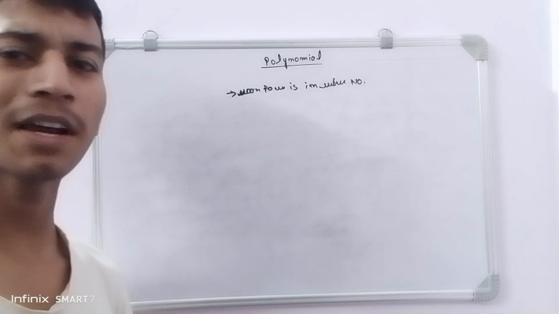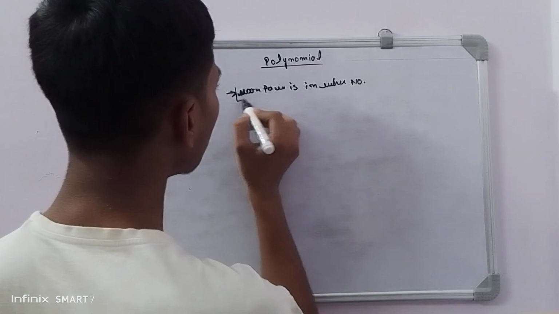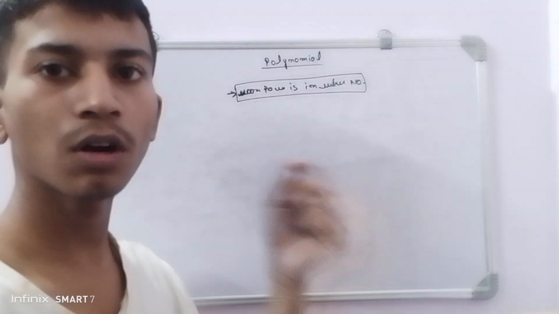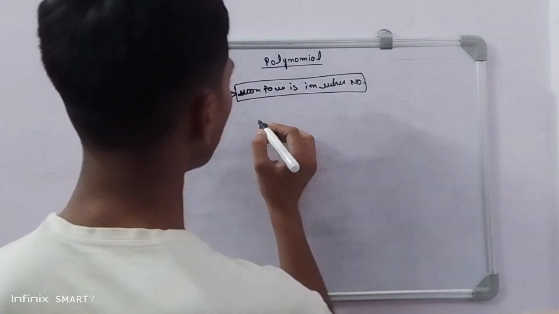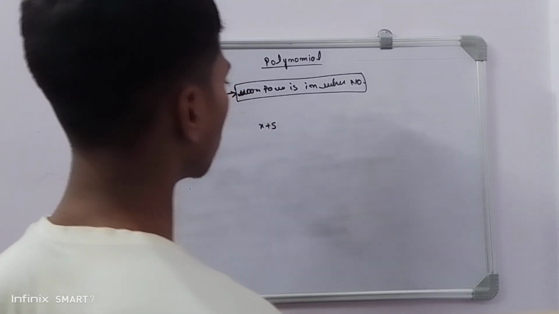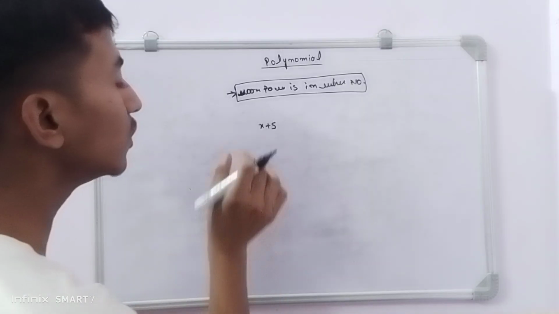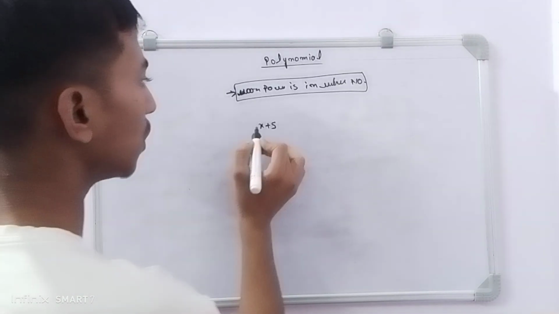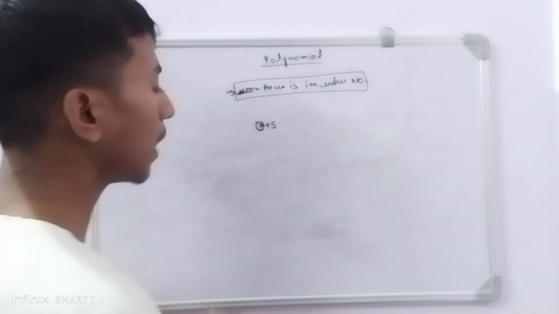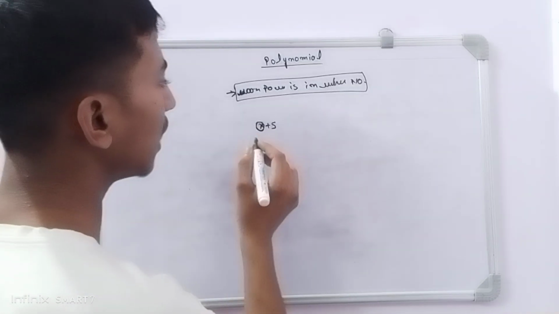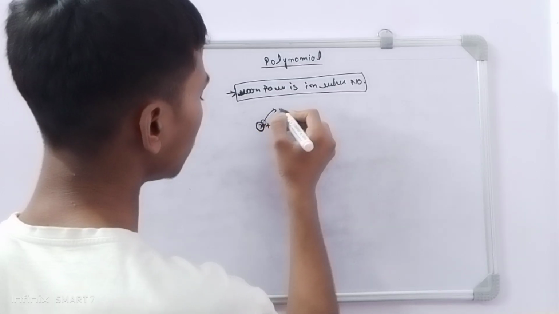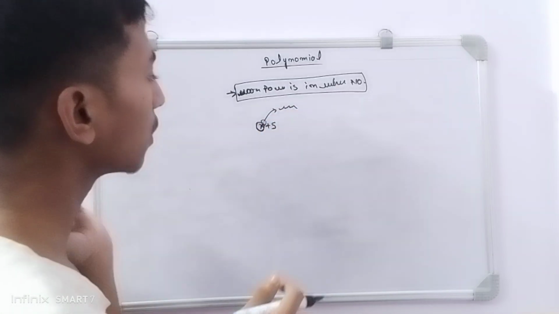So what do you mean by this line? This is the ultimate thing which you have to remember. If the variable power is a whole number, then you call it a polynomial. Let's suppose we have written x plus 5. Is this a polynomial or not? You have to check which one is the variable in this. Here x is the variable. What is the power of this variable? Nothing is written as the power, so 1 is the power. So it is a whole number. Yes, it is a whole number, so it is a polynomial.